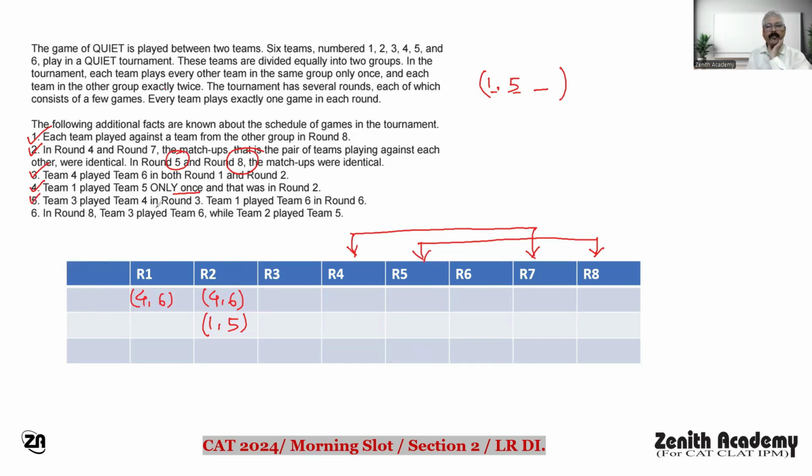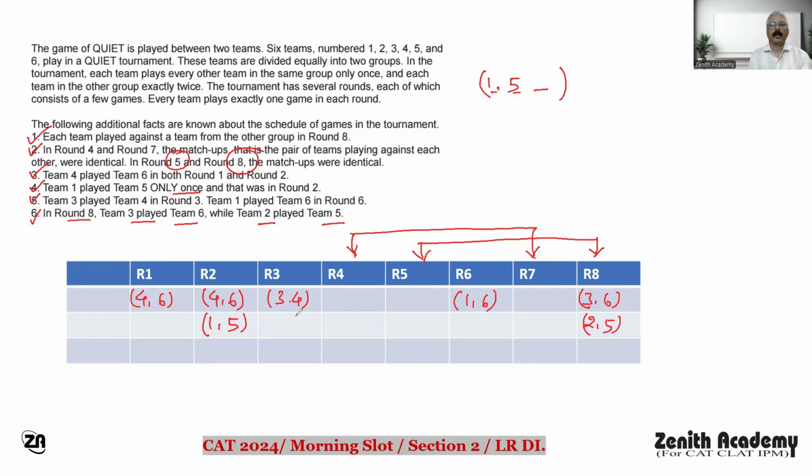Now, point 5. Team 3 played with team 4 in round 3. And team 1 played with team 6 in round 6. Okay. Now see, in round 8, team 3 played team 6, and 2 with 5.